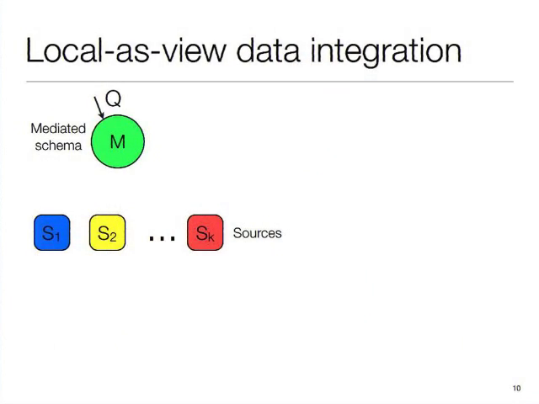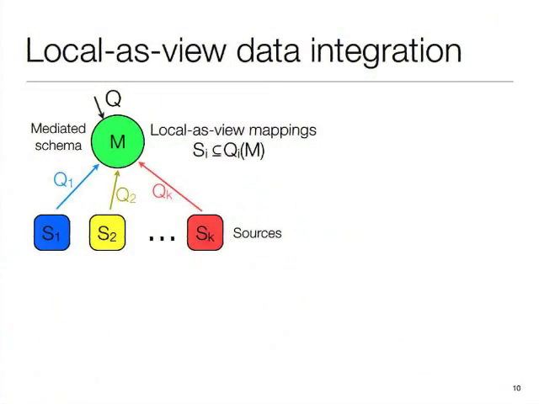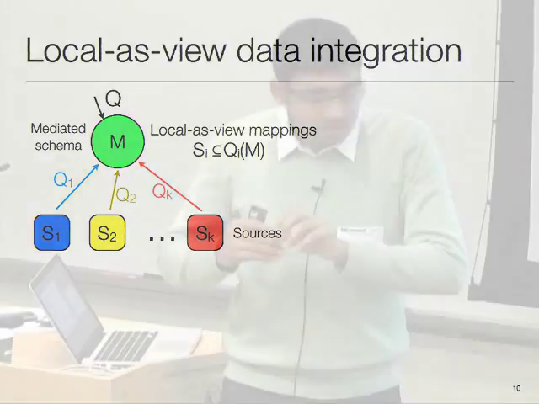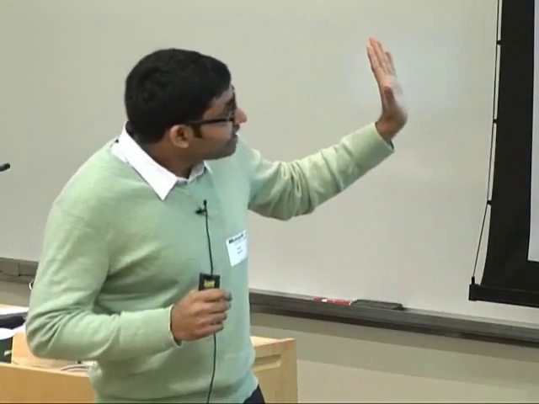So the setting we'll be thinking about for our data integration problem will be the local as view setting. What the local as view setting means is, you have a collection of sources and a mediated schema, which is the unified query interface. The way the mappings are defined between these sources and the schema is what's called local as view. So you can think of each of the sources as being a view over the actual database. So the mediated database is the actual database.